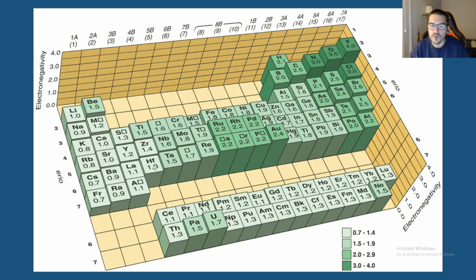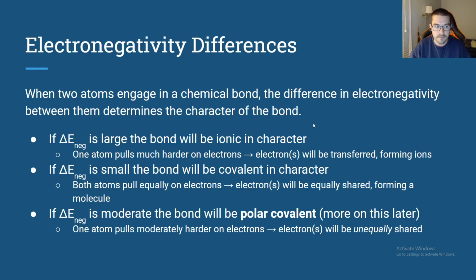Okay, so like I said, here are the values. These are the same exact values that you'll see on that periodic table that I've linked in Canvas and on the previous slide. So, why does electronegativity matter? Well, when two atoms engage in a chemical bond with each other, the difference in electronegativity between them determines the character of the bond, or what type of bond it is, okay?